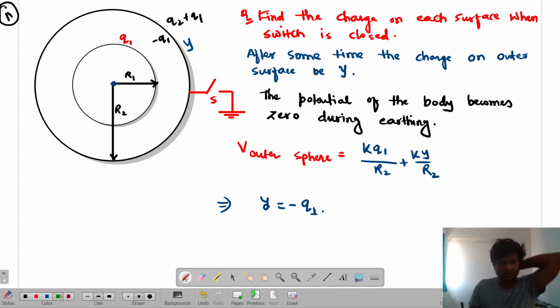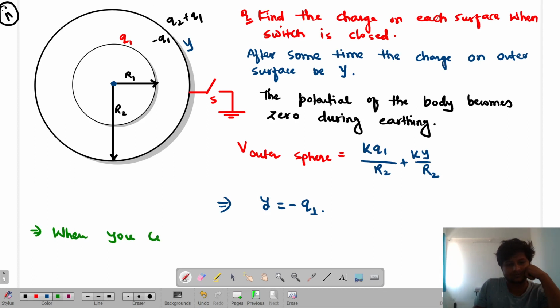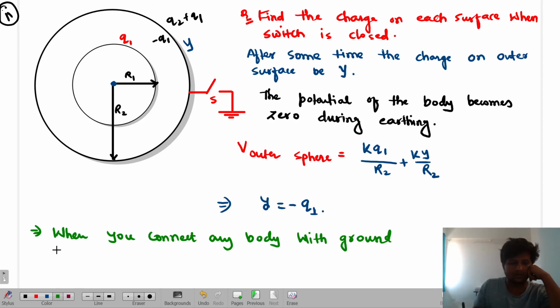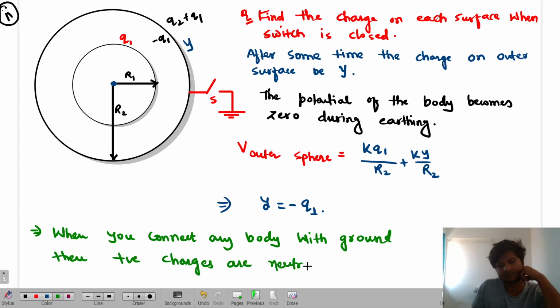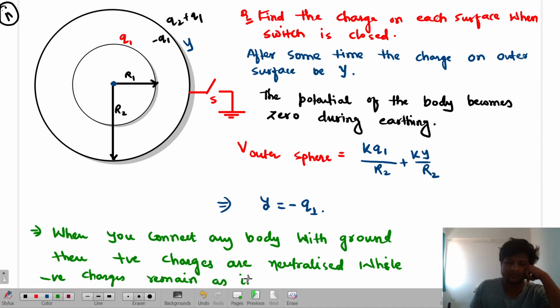Means what happens is that when you connect any body with ground, then positive charges are neutralized, while negative charges remain as it is. Are you able to get me?